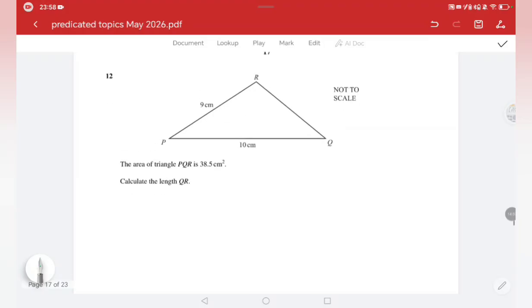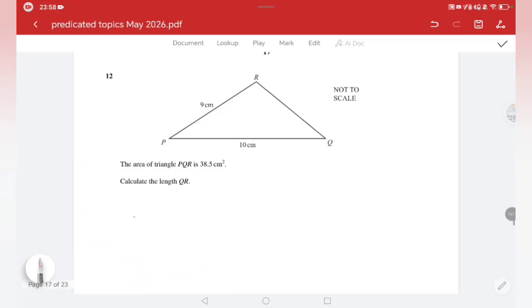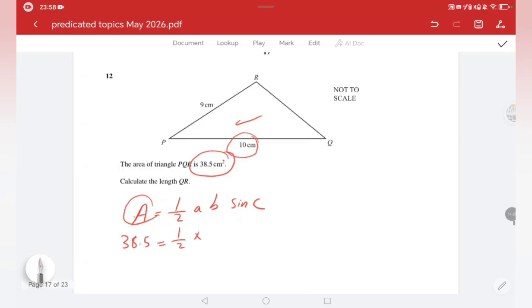Next one, the question, again trigonometry but a different type. As you remember, the same formula we just used: the area of a non-right angle triangle is 1/2 ab sine C. So the area is given, 38.5 equals 1/2, and then you multiply the two sides, 9 times 10, sine the angle between them. So this C is this angle.